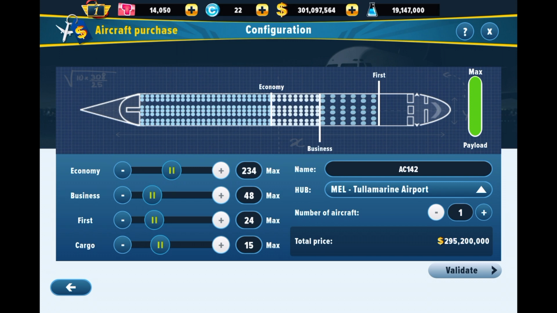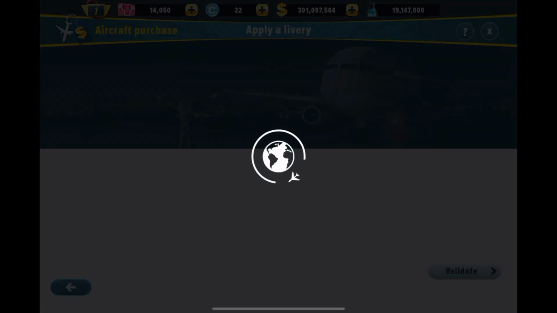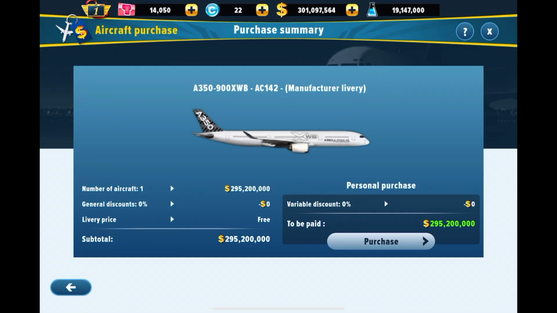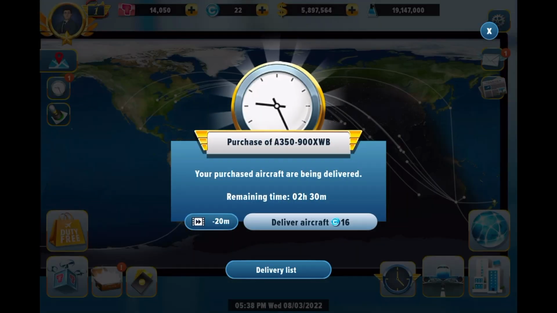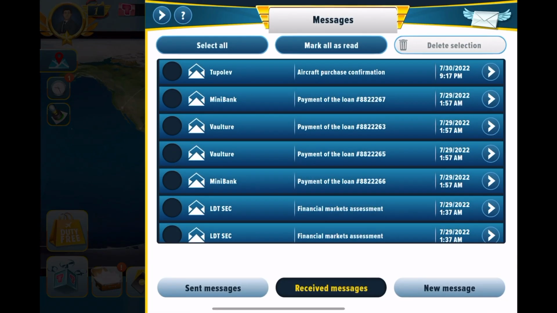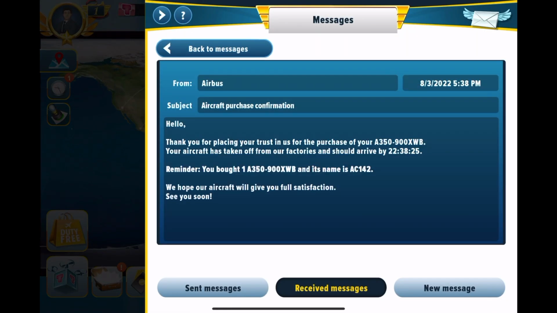I can buy only one aircraft. If I have to buy two, it gives me a discount of 2.64%, but I don't have that kind of money right now, so let's go ahead and validate it, no livery, and purchase this one. It is going to take 2.5 hours to be delivered. We get the confirmation from Airbus that we have purchased this aircraft.